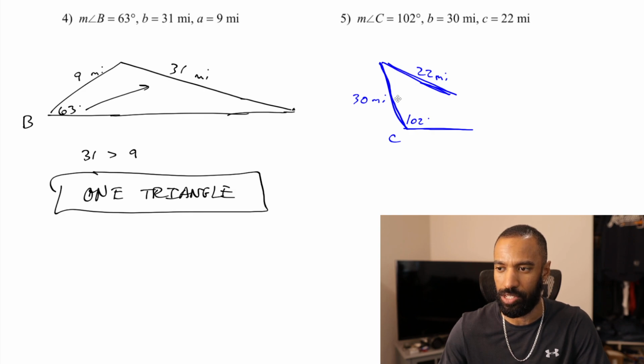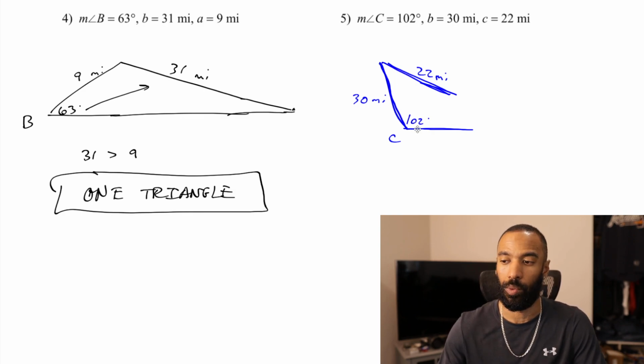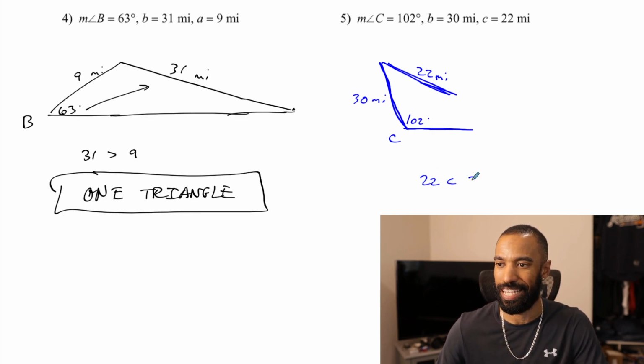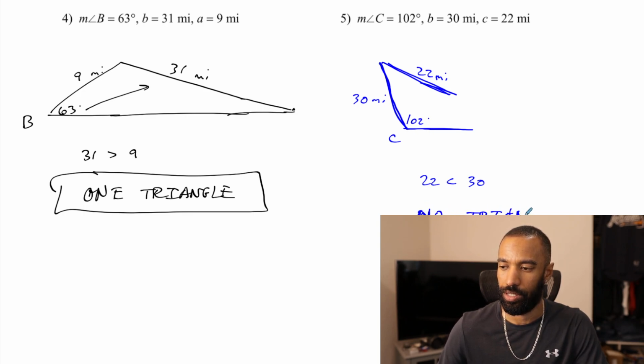No matter how much you want to rotate this angle, it doesn't connect back. Once this angle is obtuse or a right angle, it's not enough. It needs to be longer to make that one triangle. You can't make any triangles here because the 22 is less than that 30. No triangles.